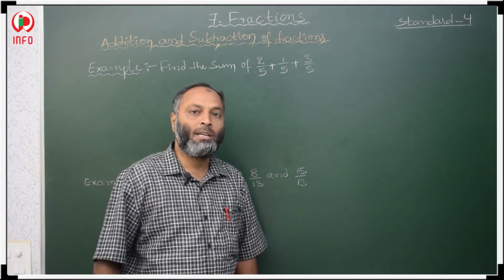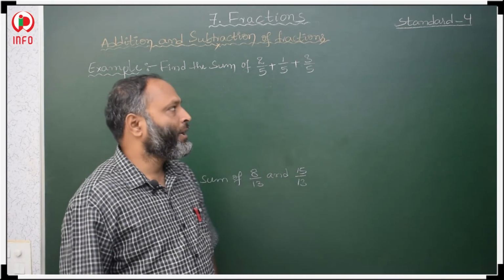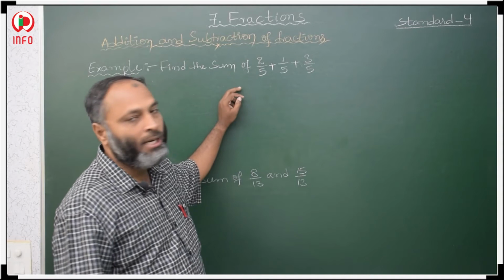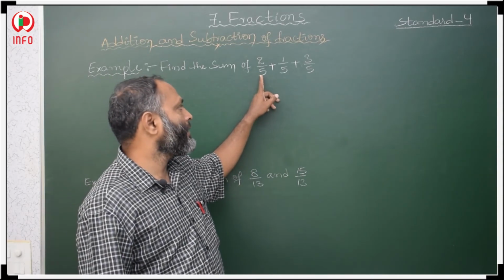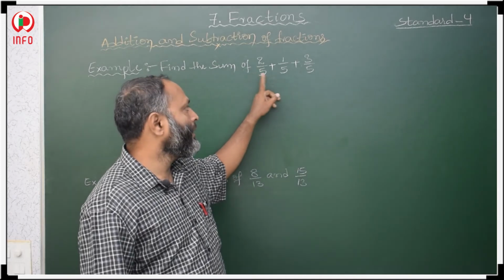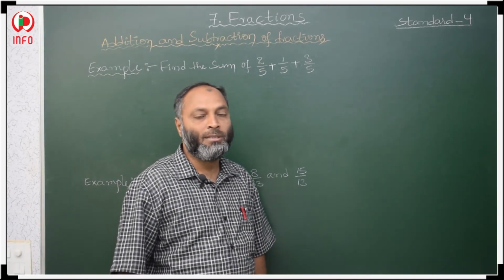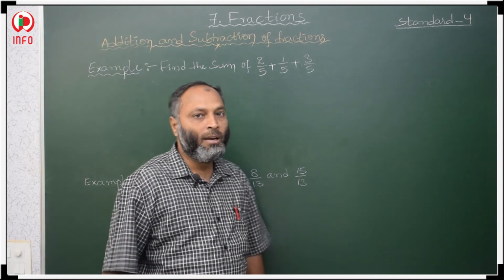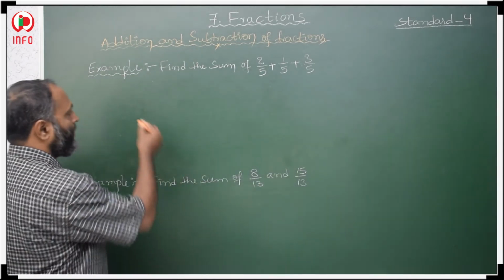When like fractions are given, how to add? How do we say that these are like fractions? Here the denominators are the same. In these three fractions, the denominator is 5. So these fractions are like fractions. When like fractions are given, how to add? See here.